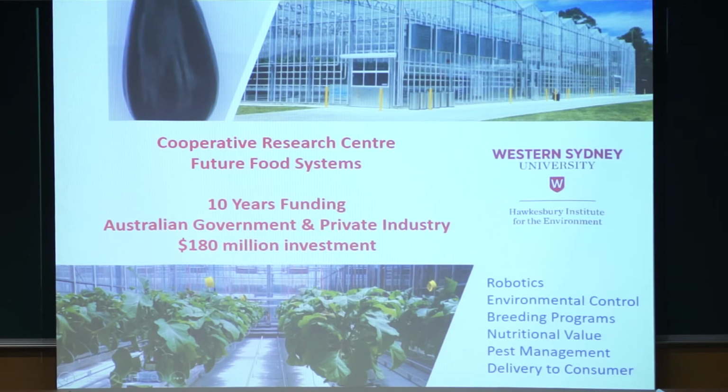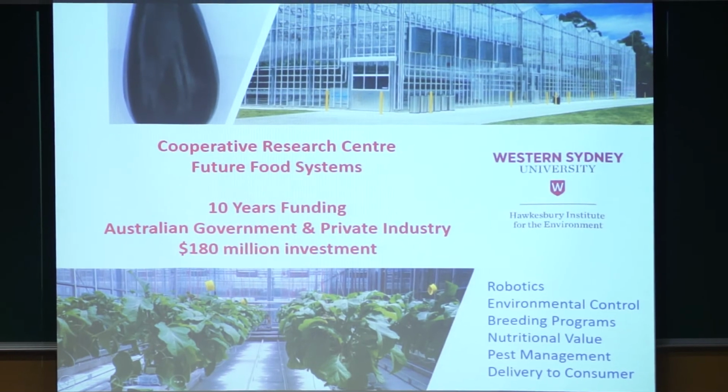So we are now a cooperative research center for something called the Future Food Systems. The government of Australia has a large investment program that they put into things that they consider important. Often it's robotics and engineering and things like that. But the government recently gave us $40 million, and then private industry kicked $140 million in. So there's about $180 million investment over 10 years to try and increase food production.